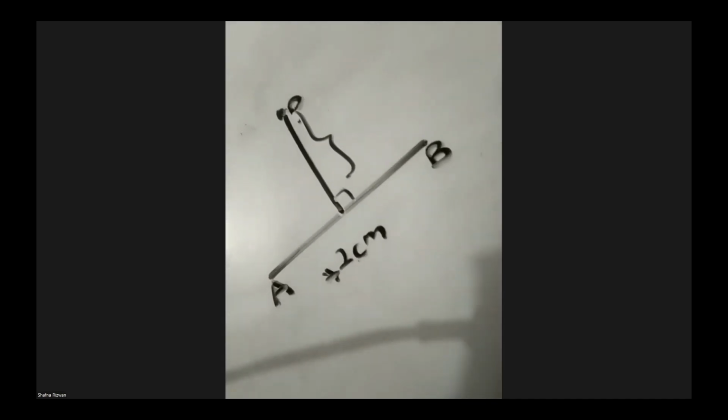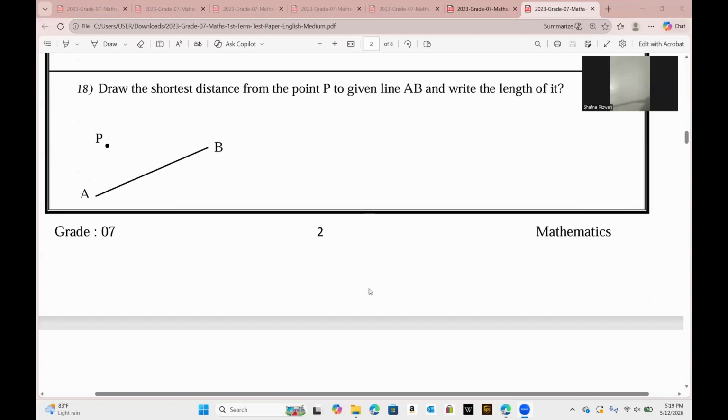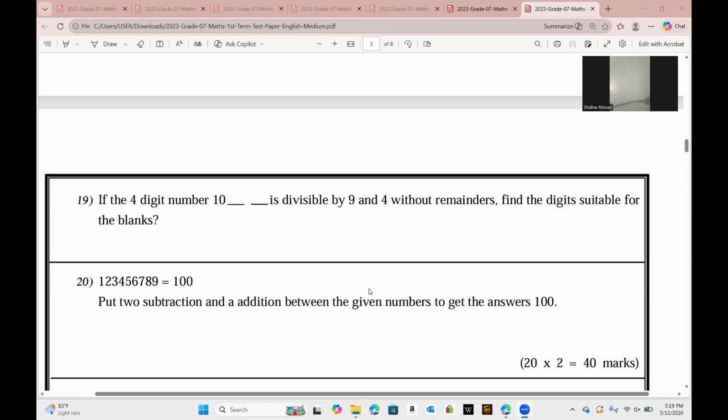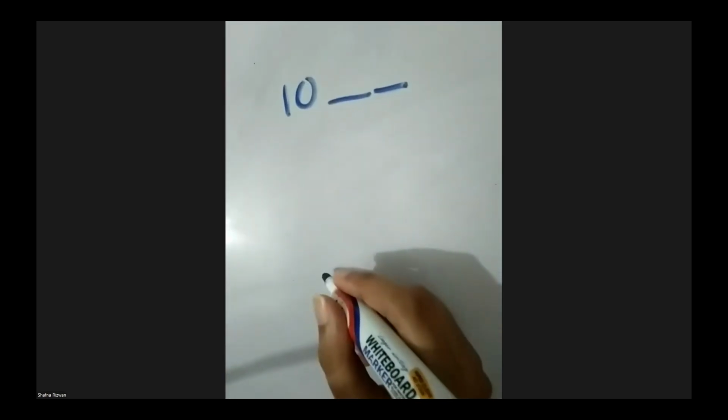Okay guys, now let's go to our next question. Now they are asking: if the 4-digit number 10 followed by two blanks is divisible by 9 and 4 without remainder, find the digits suitable for those blanks. How can you find it? Now see here, they have given you 10 and 2 blanks. These are divisible by 9 and 4.